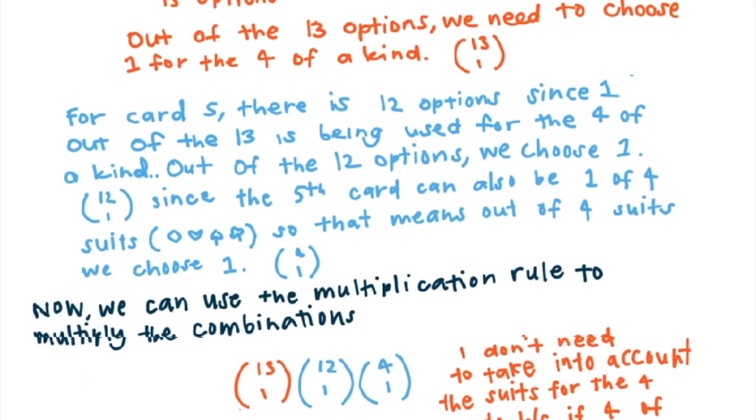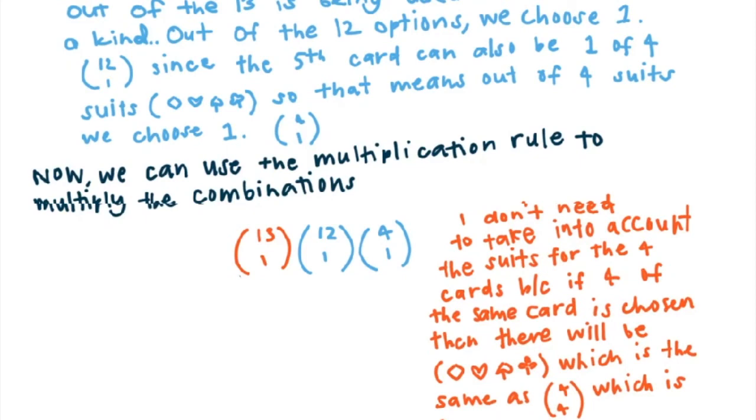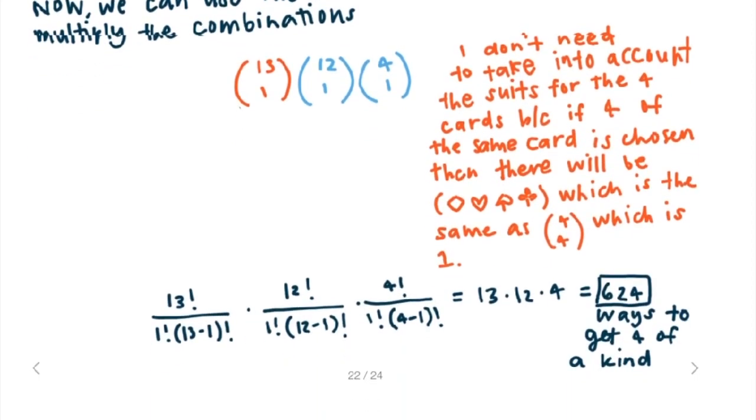Now we can use the multiplication rule to multiply the combinations. So we have 13 choose 1 times 12 choose 1 times 4 choose 1. Okay, so I don't need to take into account the suits for the 4 cards, because if 4 of the same card is chosen, then there will be diamond, heart, spade, and club, which is the same as 4 choose 4, which is 1. Okay? And then when you simplify your 13 choose 1 times 12 choose 1 times 4 choose 1, you're going to get 13 times 12 times 4, which is 624. So there's 624 ways to get 4 of a kind.